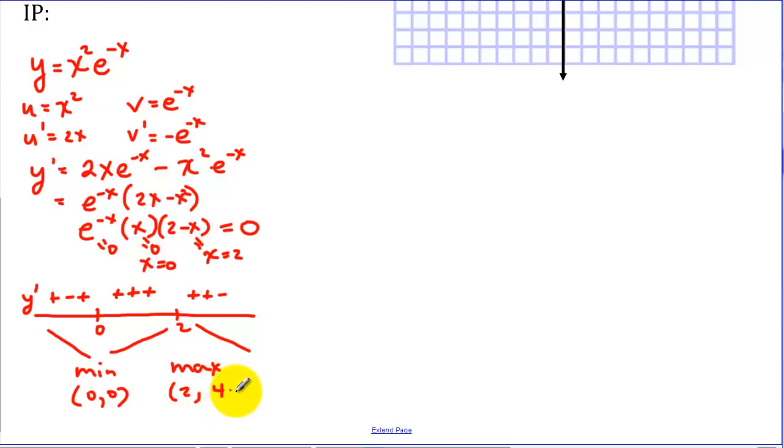squared, which is 4 e to the negative x, so e to the negative 2, which if we put that into a calculator is approximately 0.54.